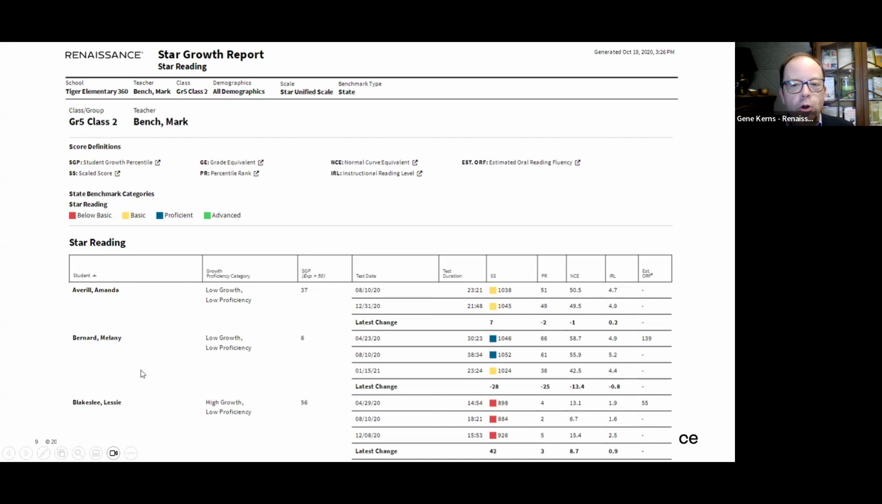It tells me what quadrant they would have been in if I looked at the very same chart that we were just looking at a minute ago. So there is their growth score using student growth percentiles. And then immediately to the right are all the details of that. Based on what tests were these student growth percentiles based? In the case of Amanda, she took a test on the 10th of August and on the 31st of December, and those were used to generate her student growth percentile.